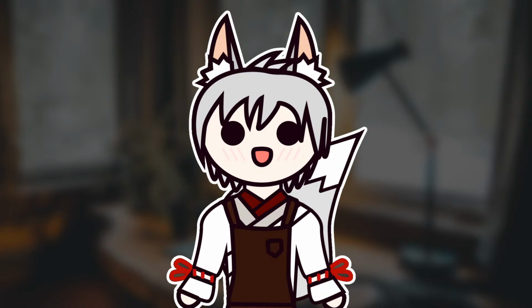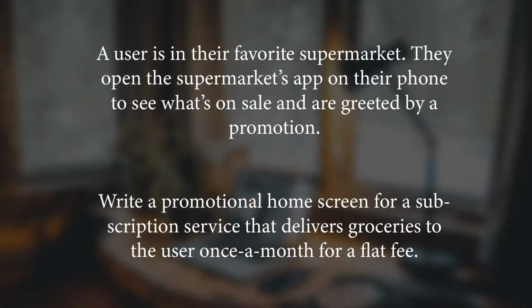But anyway, let's talk about our challenge for today, and that is quite simply this. A user is in their favorite supermarket. They open the supermarket's app on their phone to see what's on sale and are greeted by a promotion. Write a promotional home screen for a subscription service that delivers groceries to the user once a month for a flat fee.